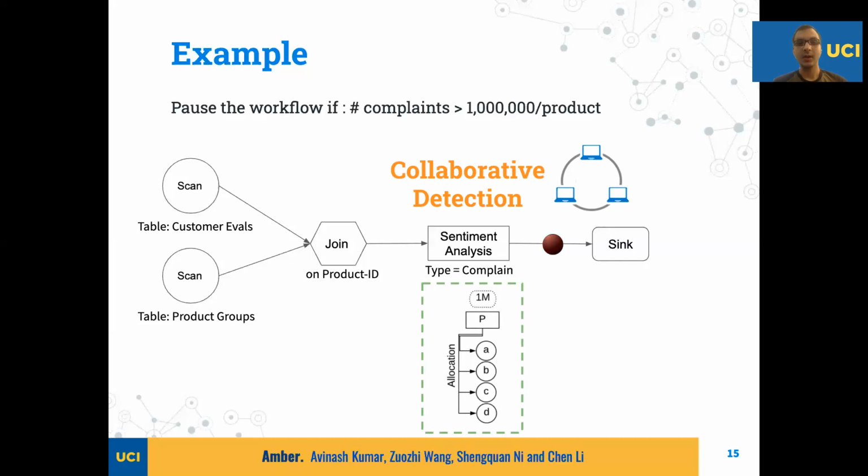The principal coordinates the detection among workers and assigns them local targets so that the workflow pauses at exactly 1 million total complaints. When the workers produce 1 million tuples in total, the controller actor pauses the workflow.